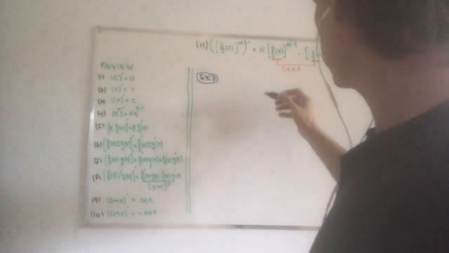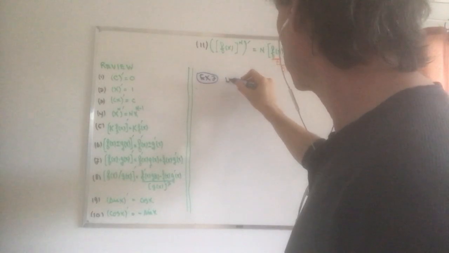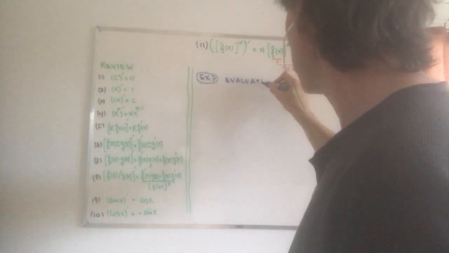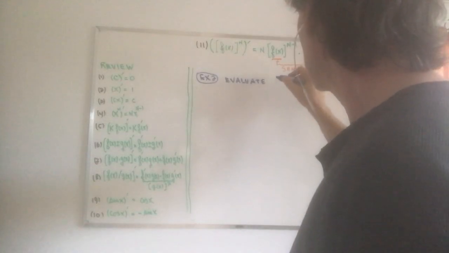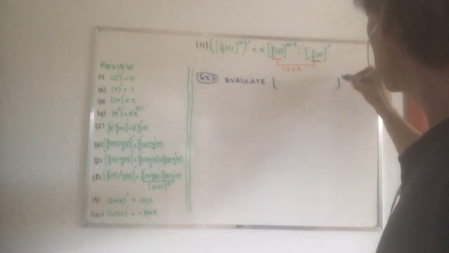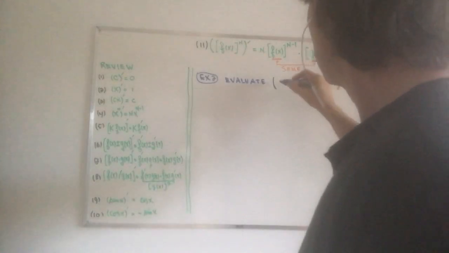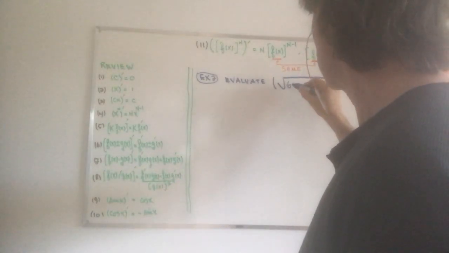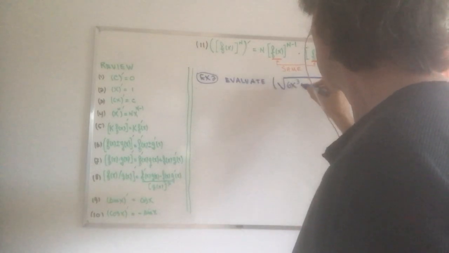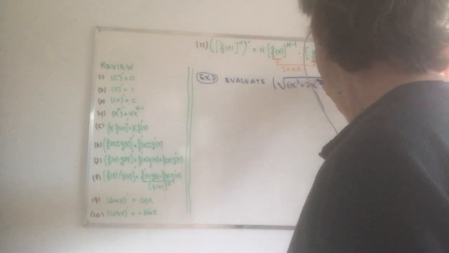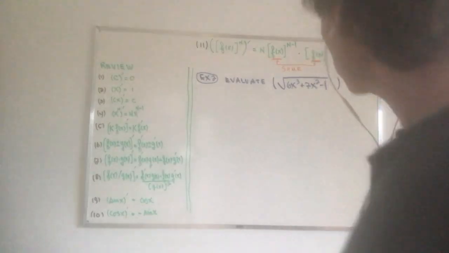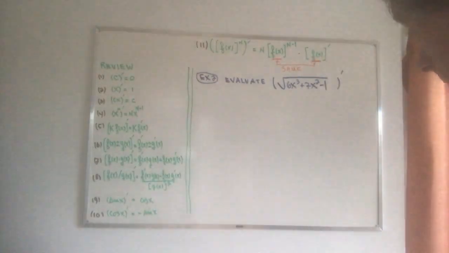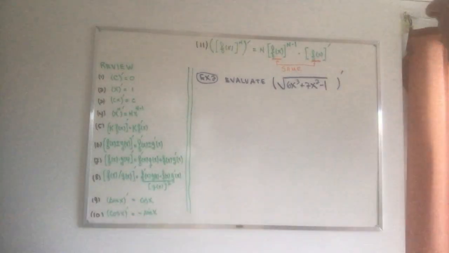Why don't we take something like this? Evaluate something prime, a square root, of 6x cubed plus 7x squared minus 1. Square root of all this.